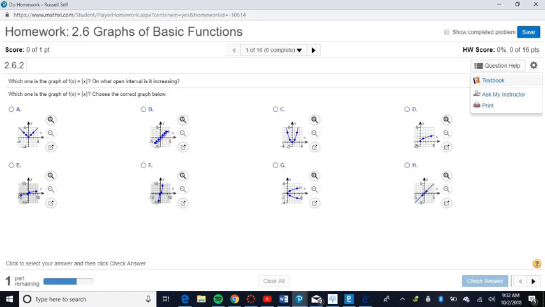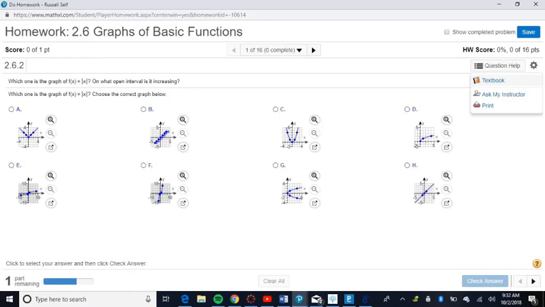So here we are at our homework, and they're asking you which one is the graph of f of x. Remember that f of x simply means that it's a function, and you may or may not remember that specific symbol there, but that's the absolute value bars. And so the function here is, what is the graph of the absolute value of x. So you're going to see these definitions there.